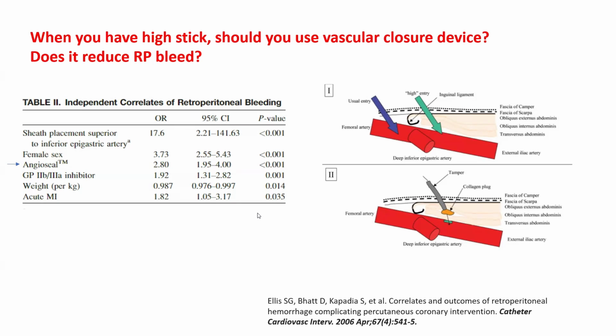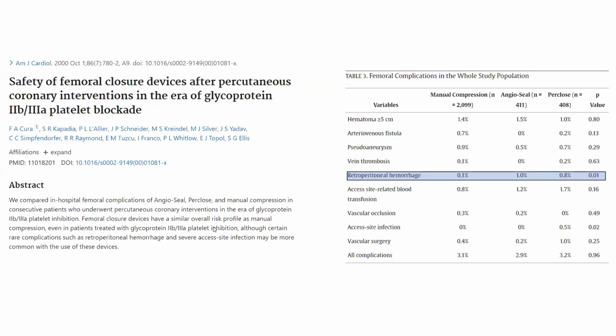So keep those ideas in mind. Closure devices do not reduce the risk of RP bleed, including in high sticks. So what do I do in those cases? I may use a closure device, but if I use a closure device, I don't just rely on it.